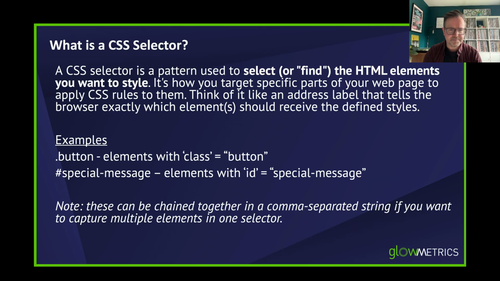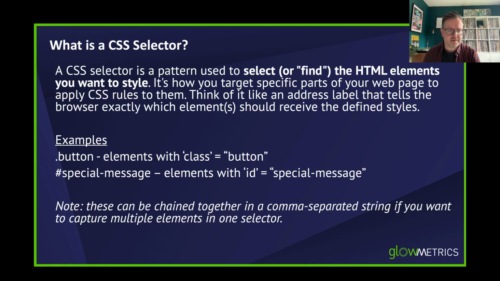are CSS selectors. A CSS selector is a pattern used to select or find the HTML elements that you want to style or track. It's how you target those specific parts of your web page to apply the CSS rules to them. Yeah, so it's like an address label that tells the browser exactly which elements should receive the defined styles. Likewise, if you're using this for Google Tag Manager, it tells Google Tag Manager exactly which elements you want to trigger your events based on if a user clicks on them.